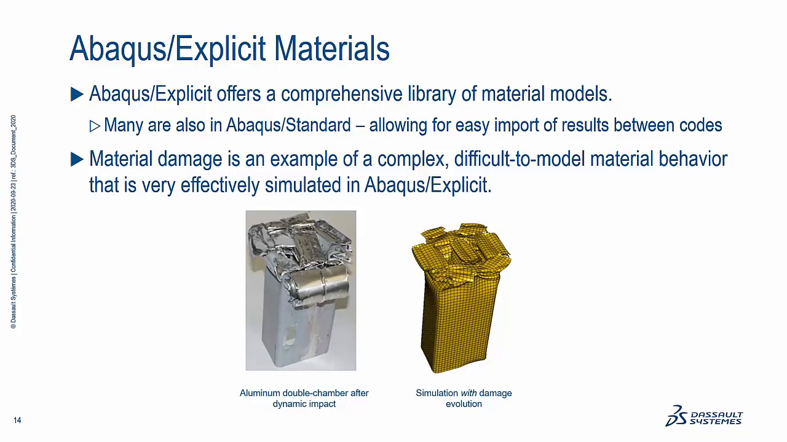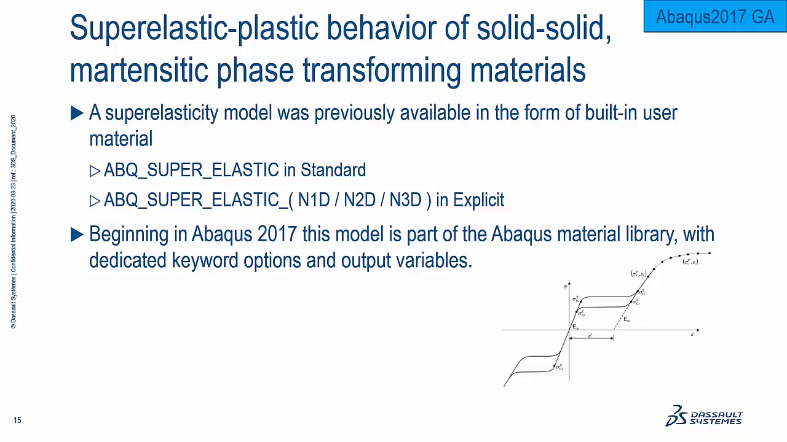So material damage is one of these examples of a complex phenomenon that is very effectively simulated with Abaqus Explicit. And this is where we start to get into some of the updates that have happened within Abaqus Explicit over the last couple of years. For those of you who are in the life sciences industry, or for heaven forbid any of you who had to have a stent put in, you are already intimately familiar with super elastic plastic martensitic transforming solids. These are the materials that stents are made out of, among many other things that are made out of these materials, such as nitinol.